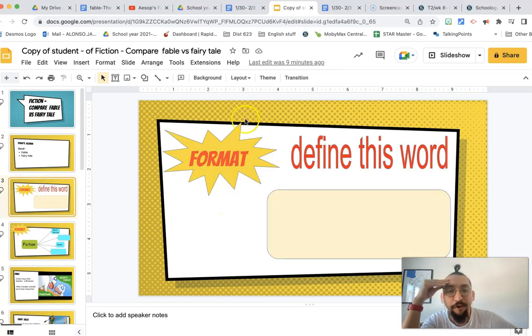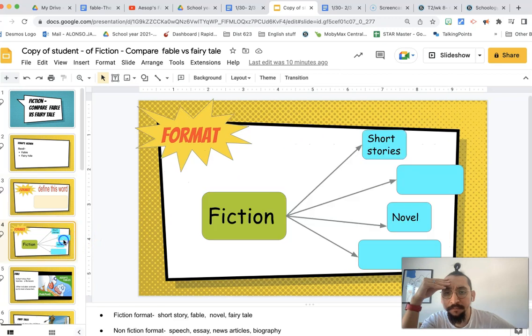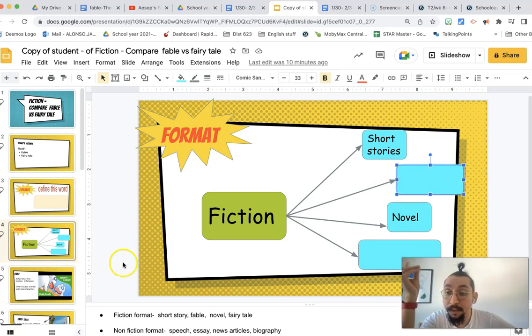So what is the format? What is the definition of that word? We have talked about it many different times. Maybe you already know it by heart now, or you have to look into your notes to fill that in. So there are 4 different formats that we have talked about: short stories, fable, novel, and fairy tales. So you're gonna put fable and fairy tales here, okay?